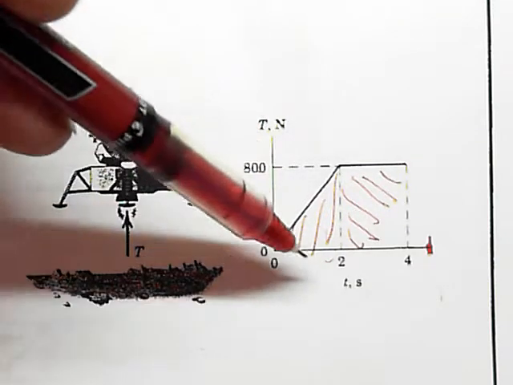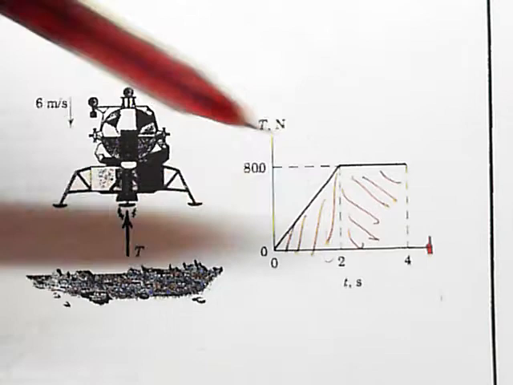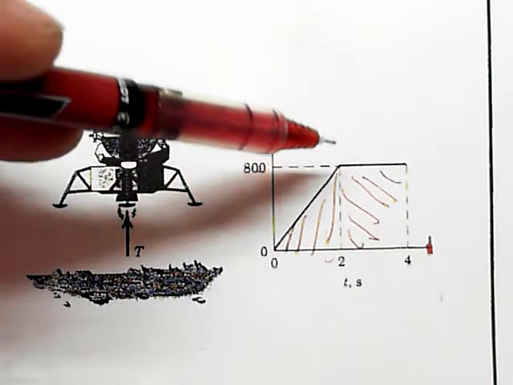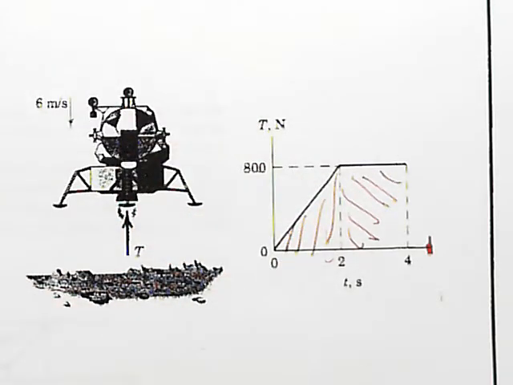And this retro rocket has 2 seconds of ramp up in thrust, followed by 2 seconds of constant thrust. So it's only going to be on for 4 seconds, and that's a fairly impractical set of numbers. It was on for much longer than that, maybe even minutes. Okay, but we're going to go with it.